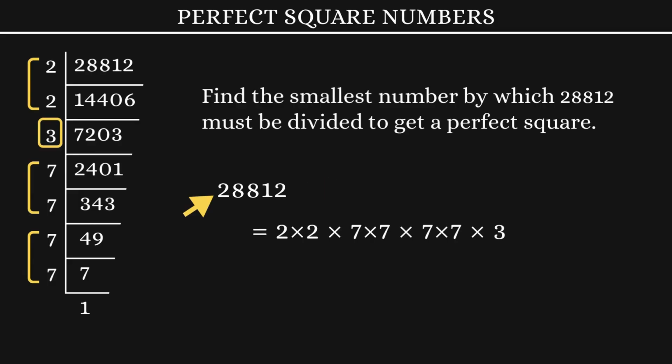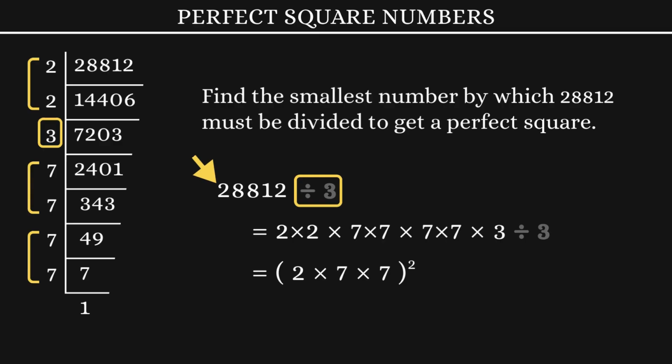To make it one, you have to either multiply it by 3 or you could also divide it by 3. From our question, we are concerned only about division. So we'll divide this number by 3 to make it a perfect square. 2 into 7 into 7, the whole squared. So our answer is 3.